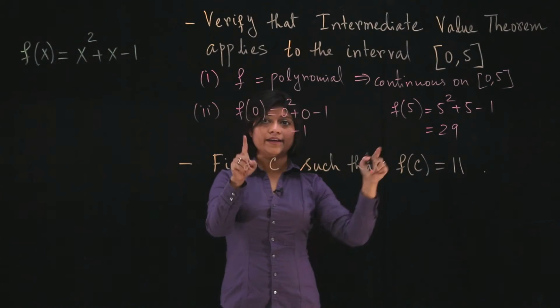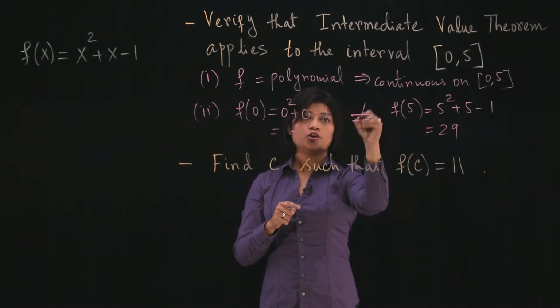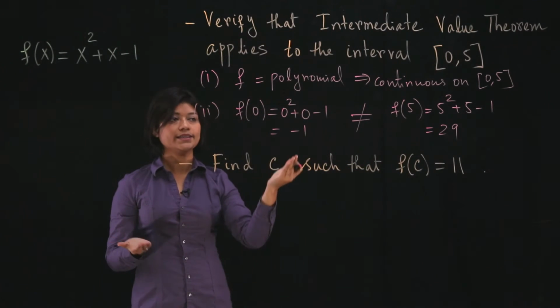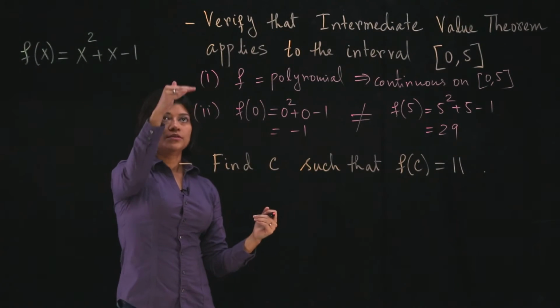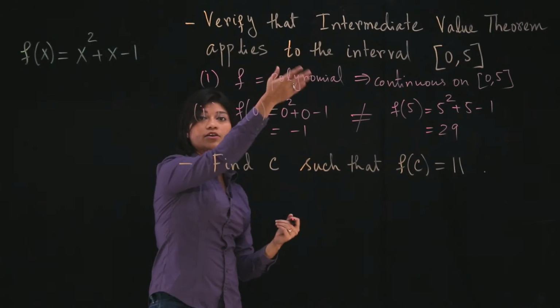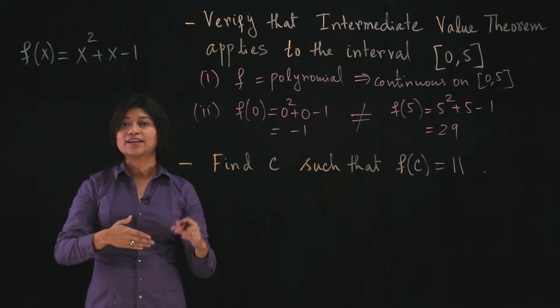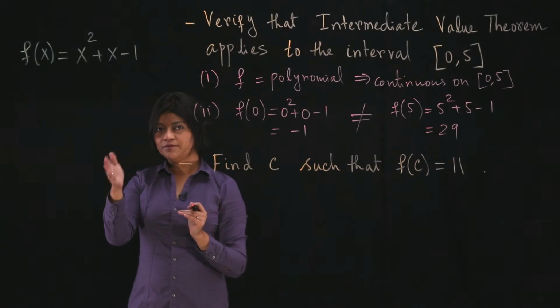So we have to verify that the two values at the two endpoints are not equal. And that is the case. One of them is negative 1, one of them is 29. Okay, so these two conditions verify that the function satisfies all the hypotheses so that we can apply the intermediate value theorem to it. Now, remember what the intermediate value theorem says.